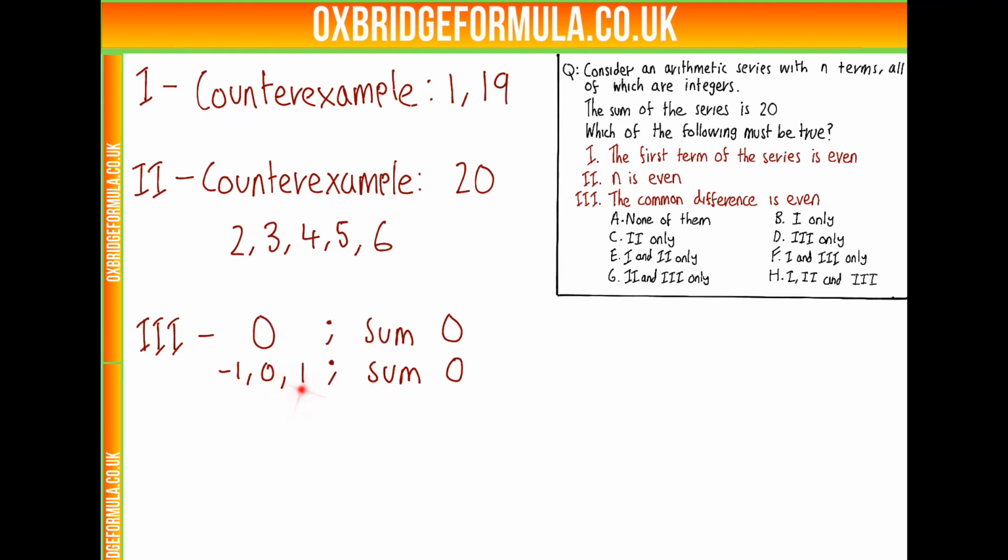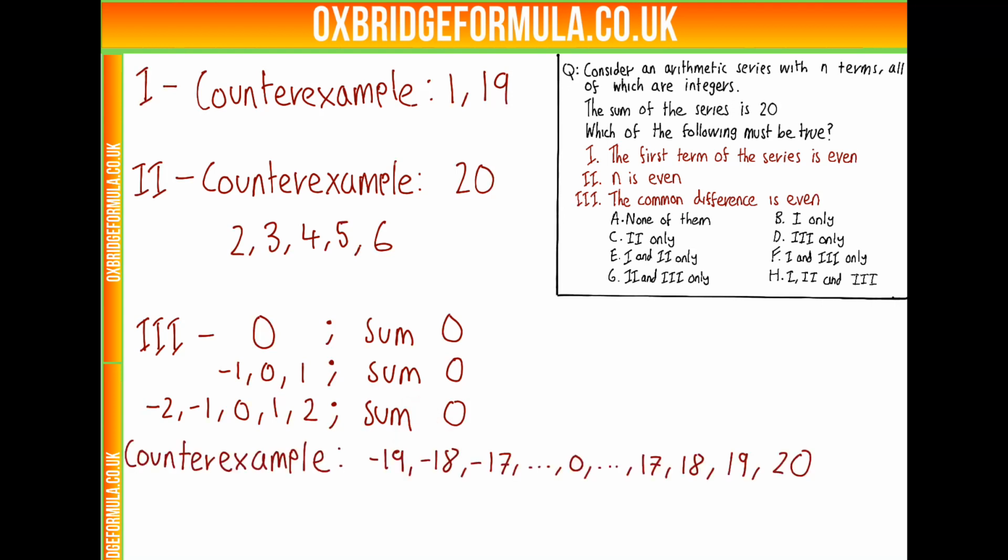So minus 1, 0, 1, sum 0. So this has an odd common difference, a common difference of 1. Minus 2, minus 1, 0, 1, 2. Sum of 0, and you can probably see where this is going, because if we carried this on and then just added the number after here, so we had a 3 here, minus 2, minus 1, 0, 1, 2, 3, we'd have a sum of 3.